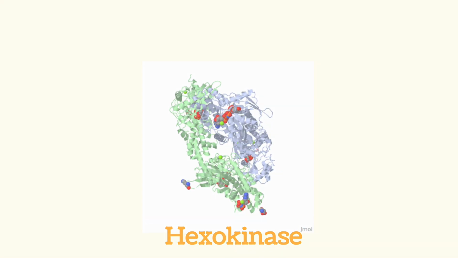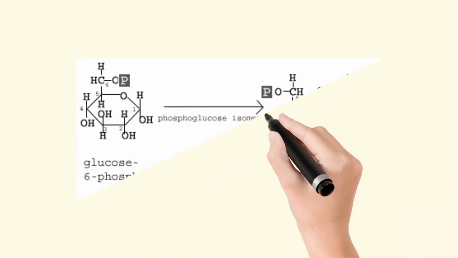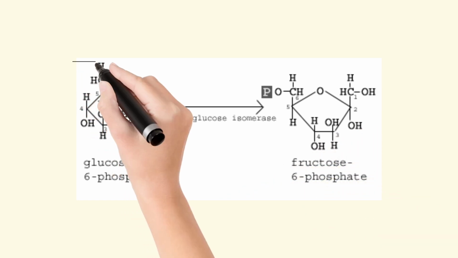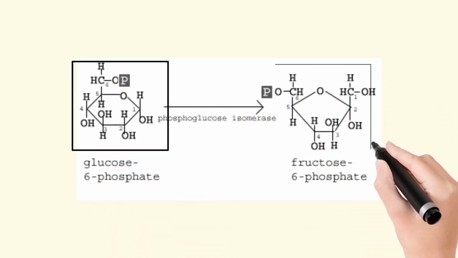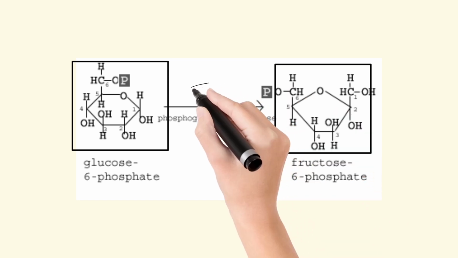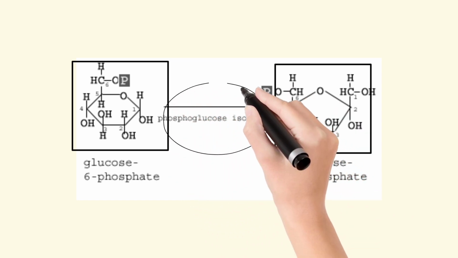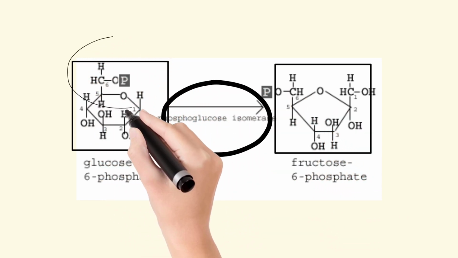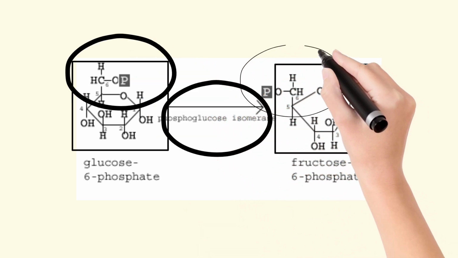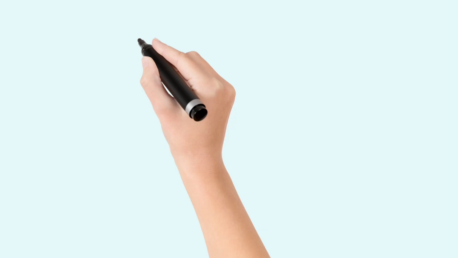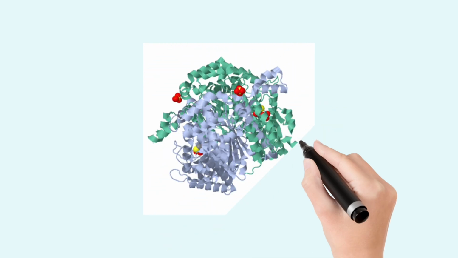Now, in the next step, this glucose 6-phosphate will be converted into fructose 6-phosphate by the enzyme phosphoglucoisomerase. As the name indicates, the glucose isomerizes into fructose with the help of this enzyme. In the next step, so this is the enzyme 3D structure.